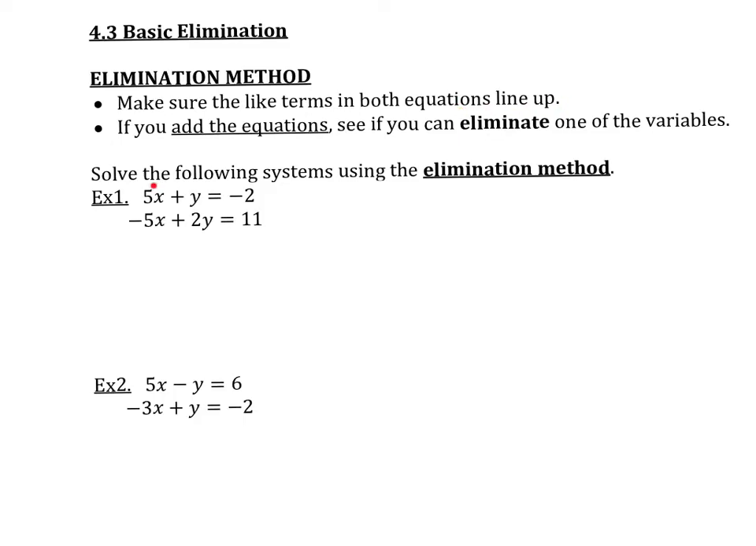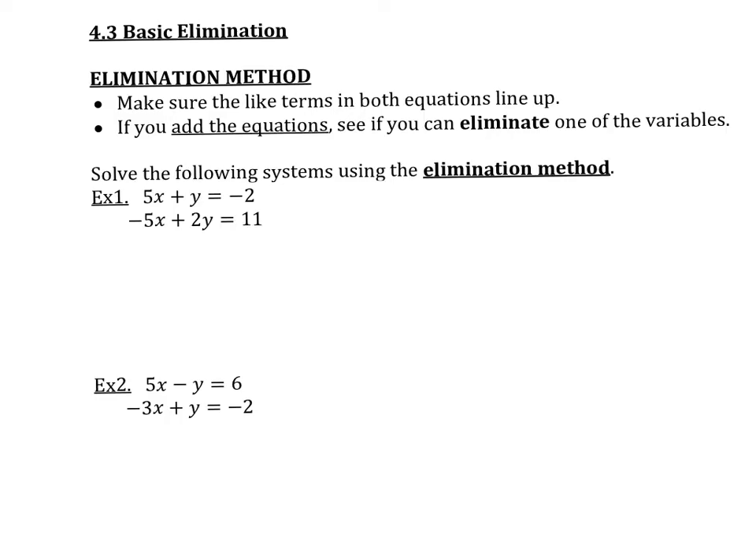So for example, on this one, you can see the x's line up, the y's line up, the equals line up, and then the constants line up. Same on this one: x's, y's, equals, numbers. As long as they're matched up, it doesn't matter if the x's or y's come first. After they're lined up, when you add the equations, you want to eliminate one of the variables by canceling, and that's the elimination method. Today we're doing basic elimination, which means that there will always be a variable that cancels.